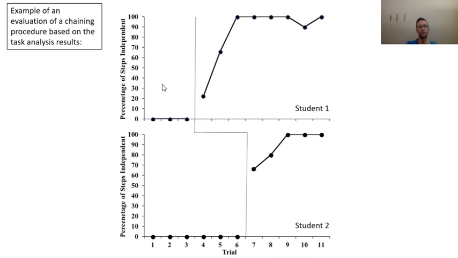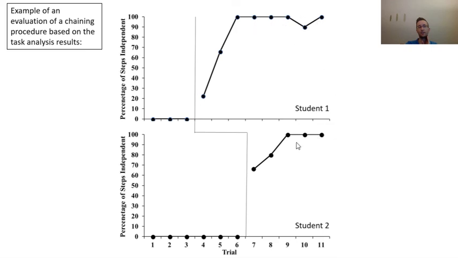Notice that with student 1 and student 2, baseline data showed that neither one of them were performing any steps of the chain independently. And then the intervention was introduced for student 1 first, and notice they started to show an increase in independent steps of the chain completed, but student 2 didn't. Why not? Well, because the intervention wasn't implemented yet. So then they implemented the intervention for student number 2, and notice that there's a replication of an increase in the percentage of steps performed correctly and independently.